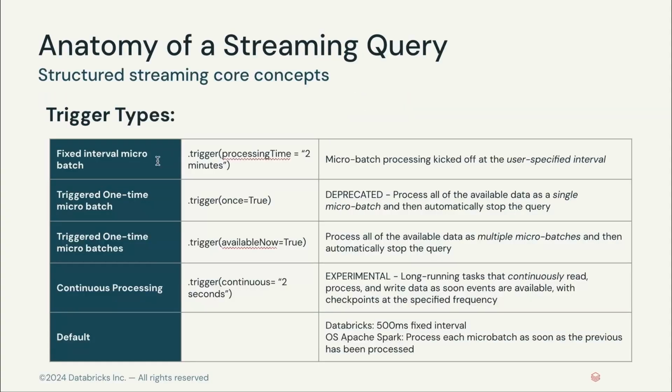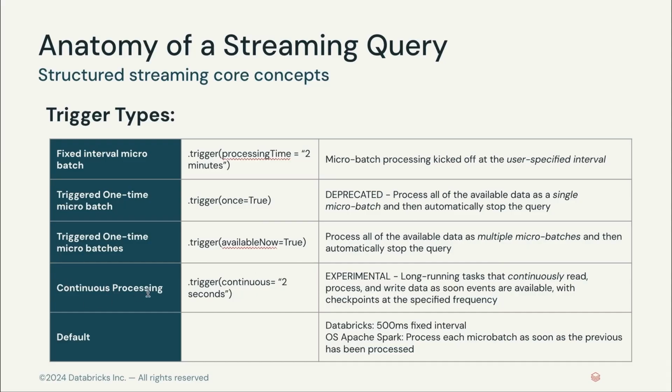Let's look at the trigger types that are available to us. So we can do a fixed interval micro batch. We just call trigger and set a processing time equal to, say, 2 minutes. What this will do is kick off a micro batch that happens, in this case, every 2 minutes, or whatever time we specify. We also have one-time micro batch processing, but note that this has been deprecated and we don't recommend that you use it anymore. It's been replaced with available now equals true, which allows us to trigger one time, but in this case, multiple micro batches. So rather than having a single micro batch that's processed, there are multiple micro batches, and then the query stops.